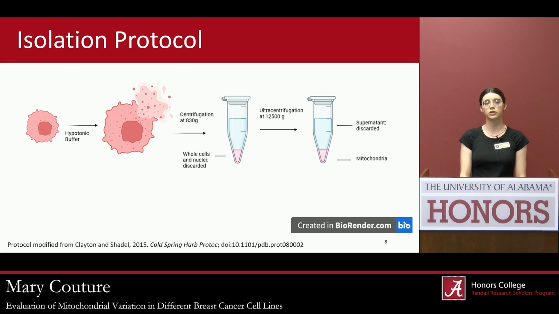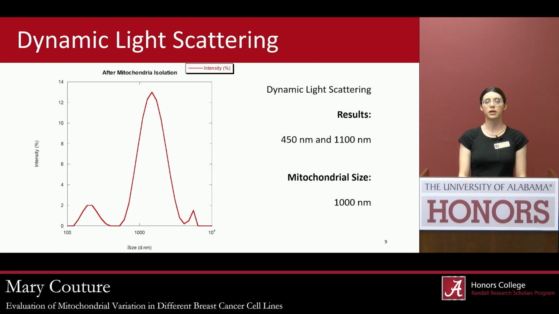Once they have been ruptured, they are then centrifuged, first to remove any remaining whole cells as well as large nuclei from the homogenate, and a second time to separate out the mitochondria from the rest of the supernatant, which will then be discarded. Once the mitochondria have been isolated, we then perform dynamic light scattering on them in order to ensure that we have in fact isolated the mitochondria as desired.